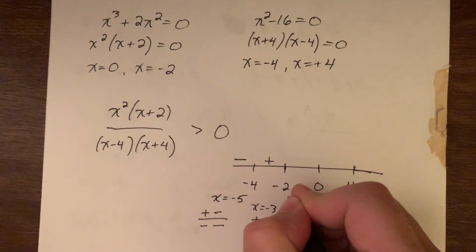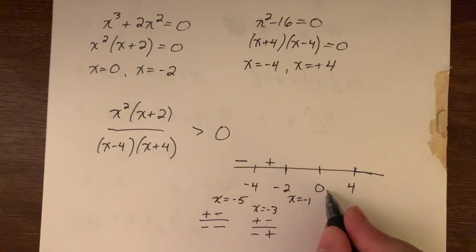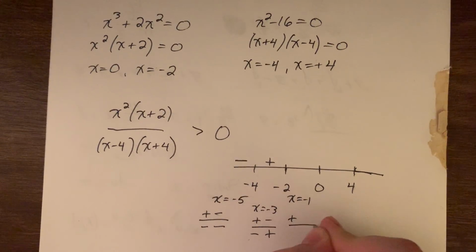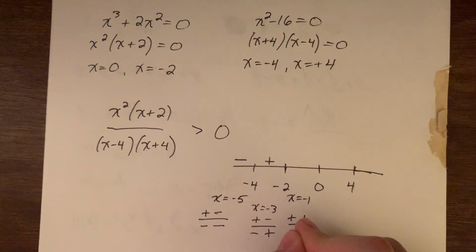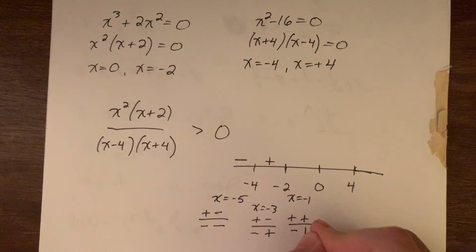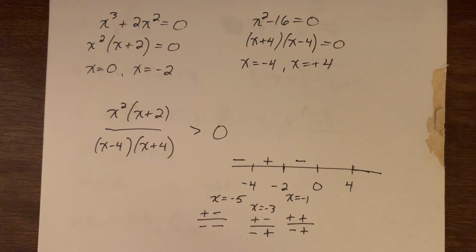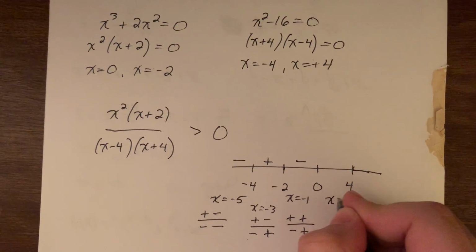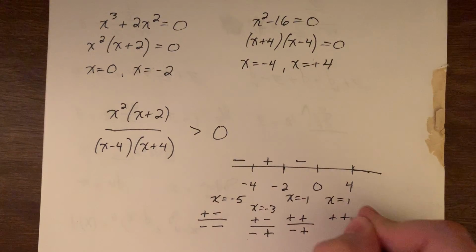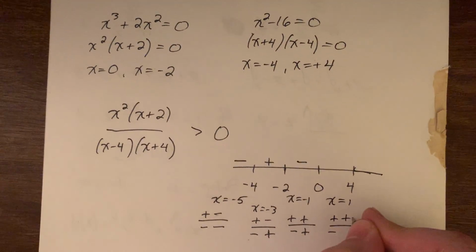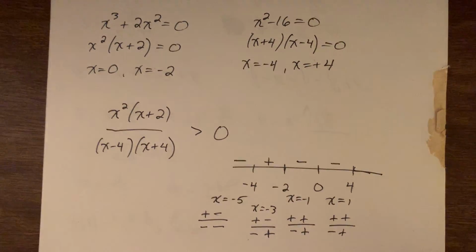So let's keep going. Next, I'll use x is -1 for a value between -2 and 0. -1 squared is positive. -1 plus 2 is positive. -1 minus 4 is negative. -1 plus 4 is positive. One negative sign gives me a negative. And now I'll go to x is +1. 1 squared is positive. 1 plus 2 is positive. 1 minus 4 is negative. 1 plus 4 is positive. We still get a negative.